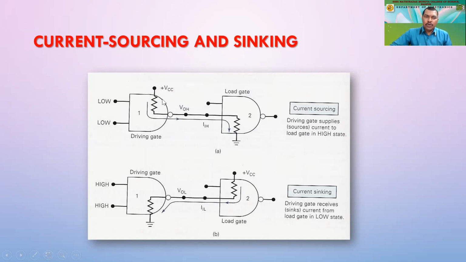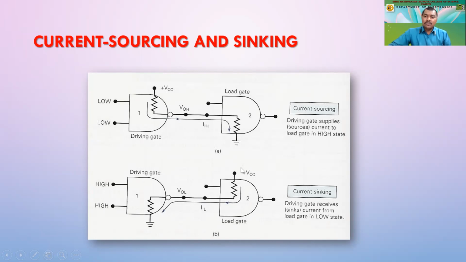How much current it requires so that this gate works properly. By default it also has some impedance. So this is the output impedance, and this is the input impedance of the load gate. Similarly, for current sinking, again the driving gate is on this side and the load gate is on this side. Now we are talking about when the output is supposed to be low and the input is supposed to be high.